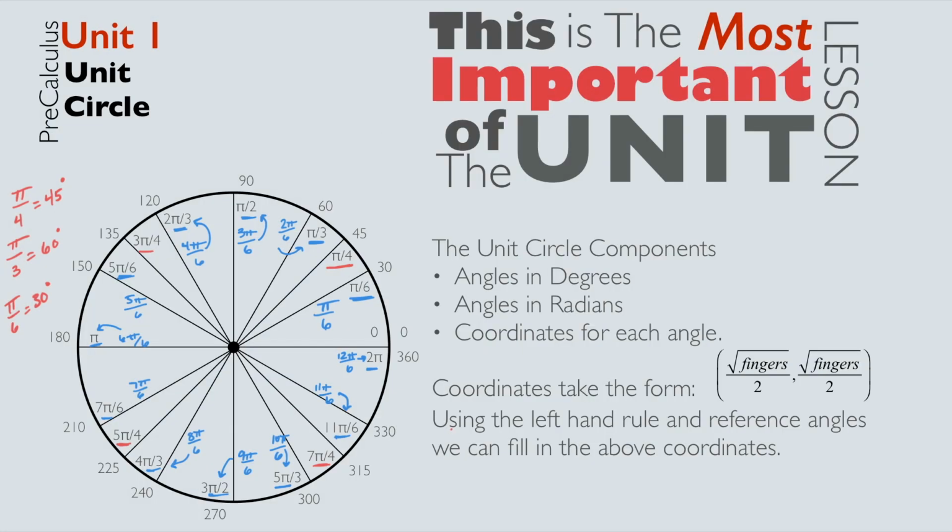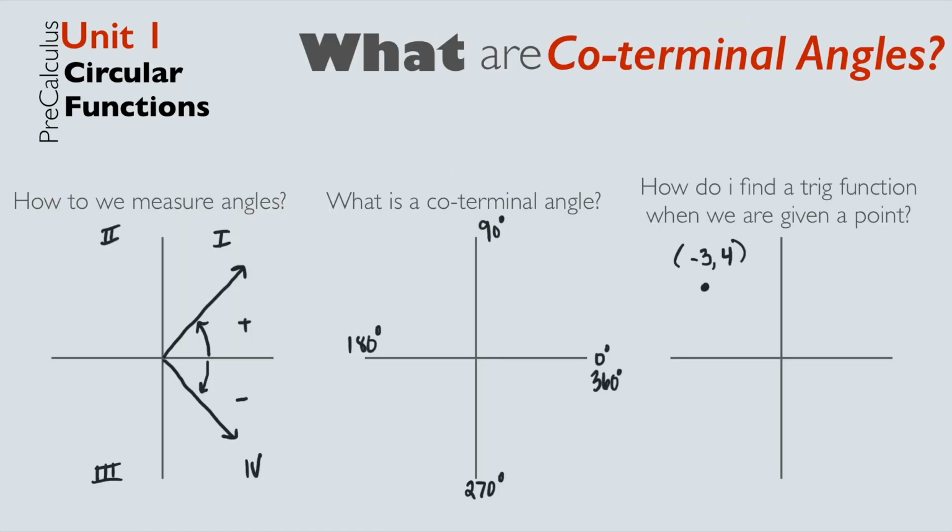We will come back a little bit later to look at the left-hand rule. Let's step back and talk about reference angles and how we measure angles in general, and then we'll come back to that left-hand rule and I'll try to apply some of that. Here we have coterminal angles and a few other things. So we're going to start off just talking about how we measure angles.